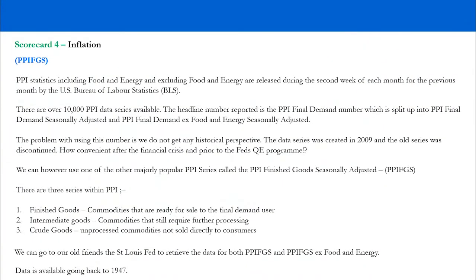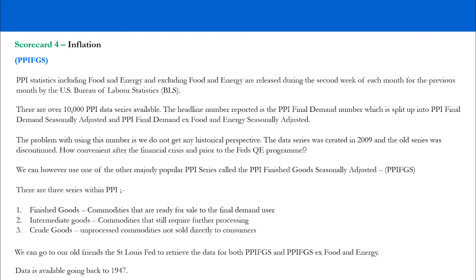Okay, so welcome back to the computer screen. What we're going to look at now is the PPI, the Producer Price Index, and specifically in this video we're going to look at the Producer Price Index including food and energy. The including food and energy code that we need to look for is the PPI FGS. Now the PPI stats including food and energy and excluding food and energy are released during the second week of each month for the previous month by the US BLS.